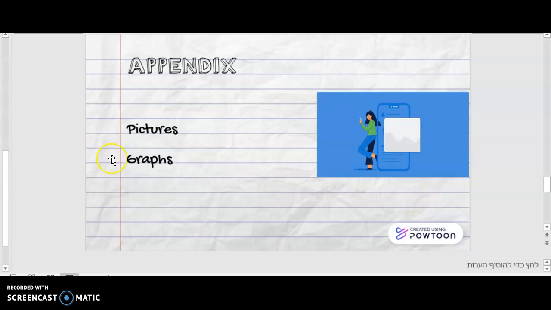It's your option to include the appendix section in your project. So if you are interested in including some pictures or graphs about the topic, you can. It's a pleasure to do so.